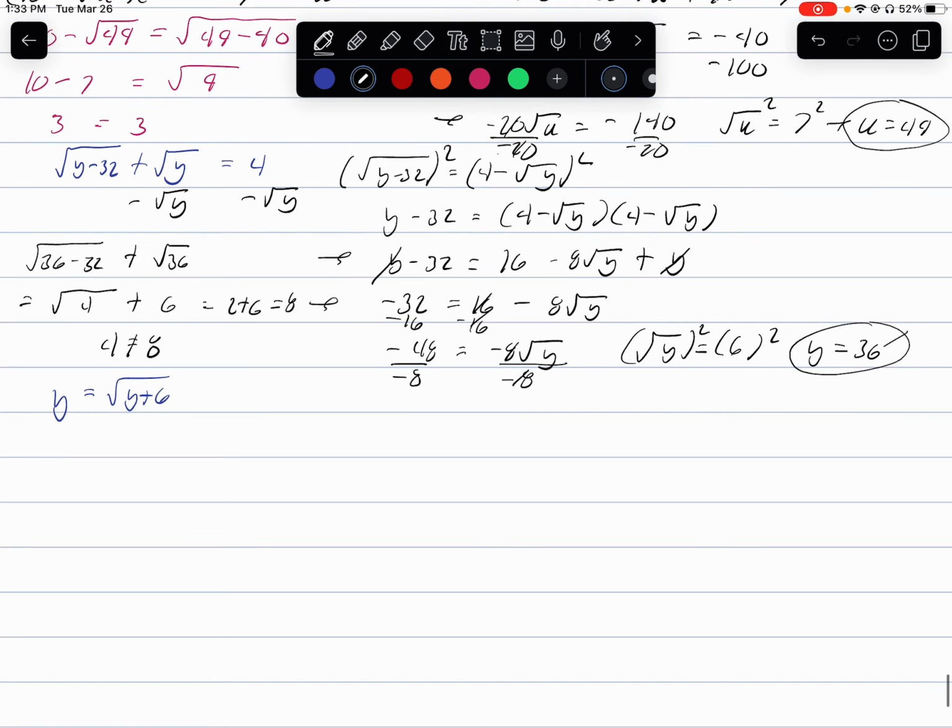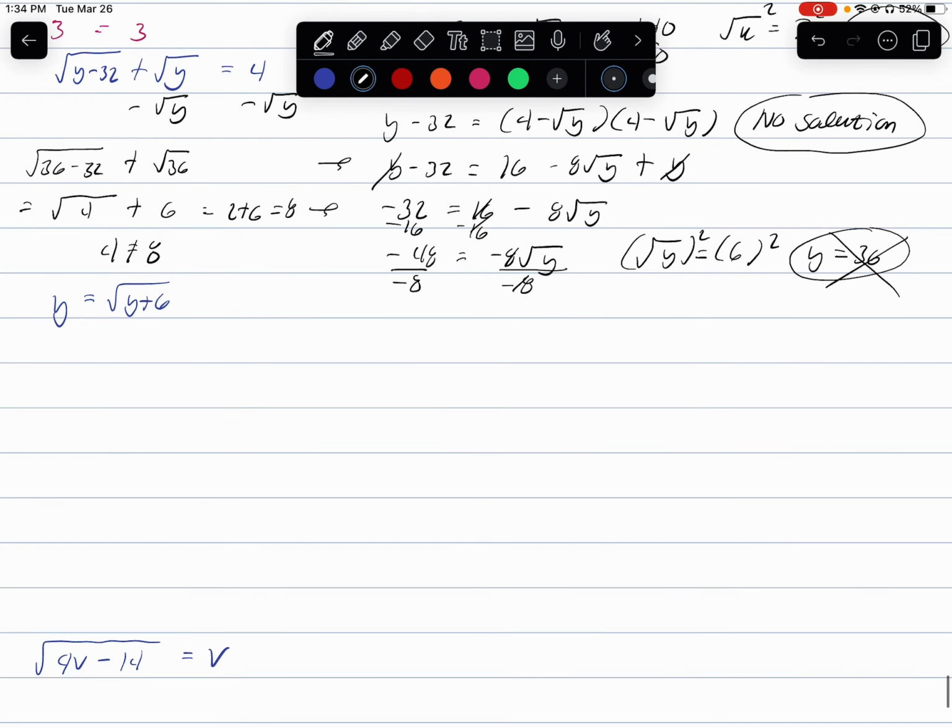y equals 36 is not a solution, so we would say that no solution is the answer. This is why it's so important to check, because it's not immediately obvious just by looking at this problem that there would be no solution here. So it's very important to check your work. That way, you will know whether or not your solution is right.